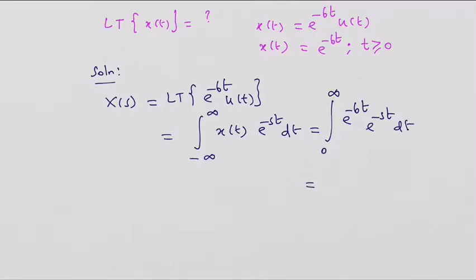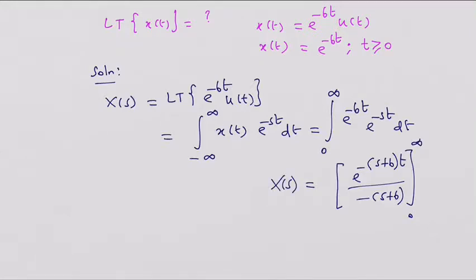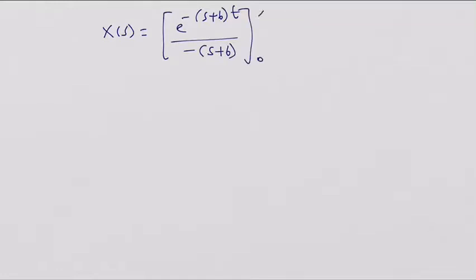So this becomes simply e power minus of s plus 6 into t divided by minus of s plus 6, where the lower limit is 0 and the upper limit is infinity. This gives me the value of X of s. I'll put it in elaborate format like this: X of s is equal to e power minus of s plus 6 into t divided by minus of s plus 6, where the lower limit is 0 and upper limit is infinity.